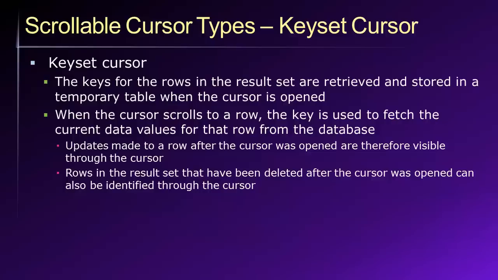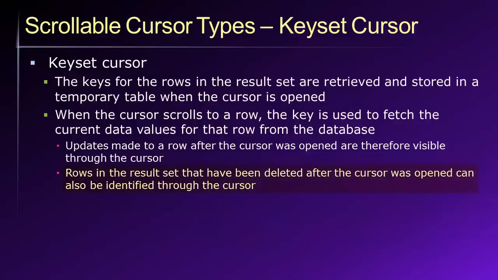I then scroll to row 2. The database fetches the values for row 2 from the database. And let's say at that moment in time, some other user changes the values for row 1. Well, if I scroll backwards using a keyset cursor, I will use the primary key value, in this case 1, to fetch the current values of the data in the underlying table, and I will therefore be able to see the changes to row 1 that were made by the other user. Therefore, updates that are made to the row after the cursor was opened are visible.